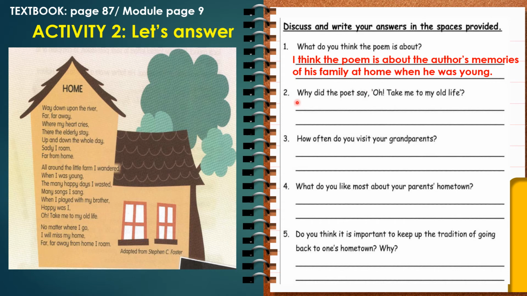Okay, let's proceed to number 2. Why did the poet say, oh, take me to my old life? The sentence is here: oh, take me to my old life. So we can understand that he really missed his old life. So he said that because he misses his old life when he was young.